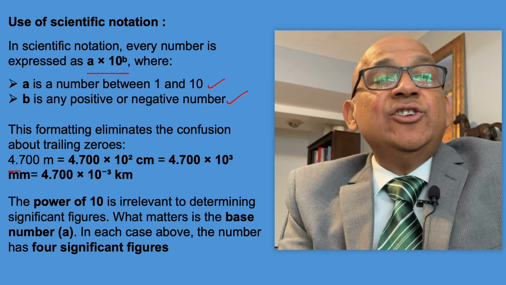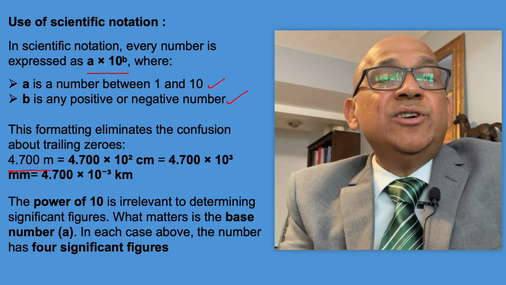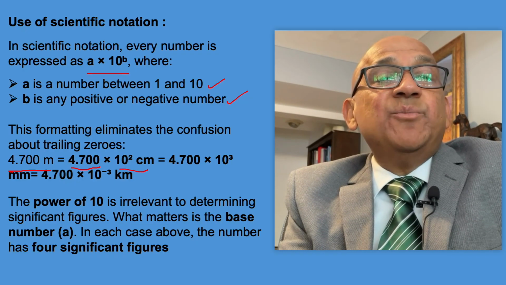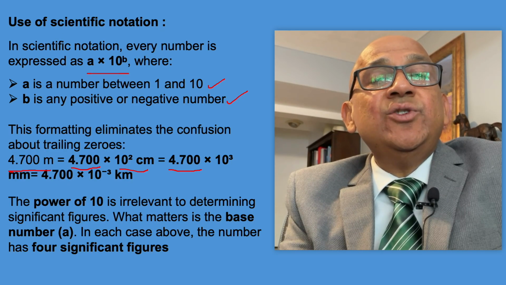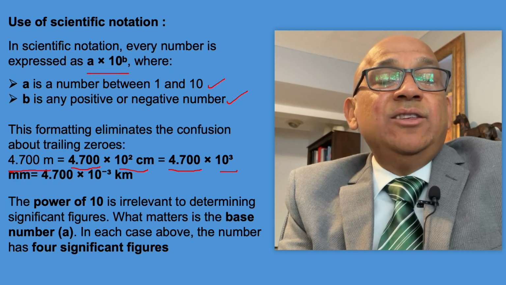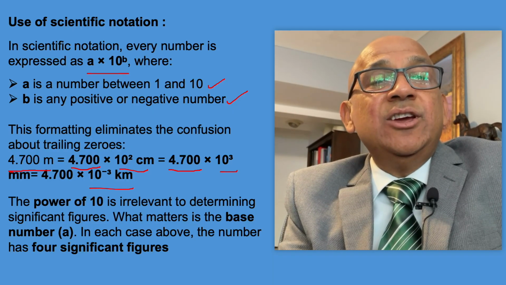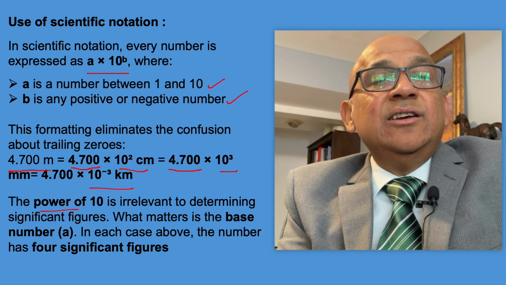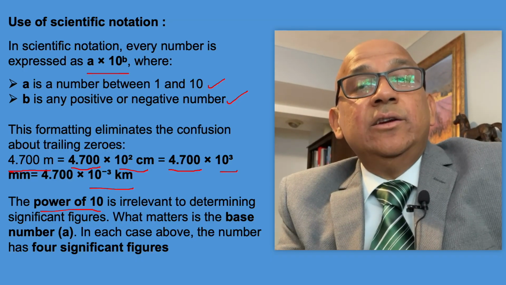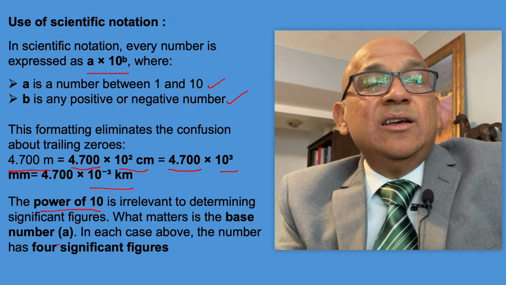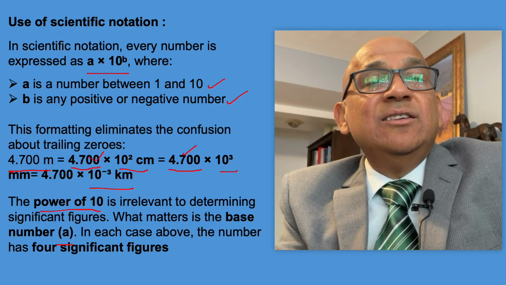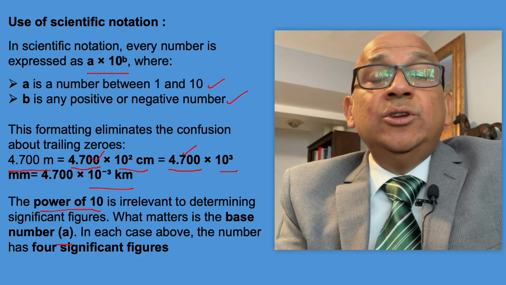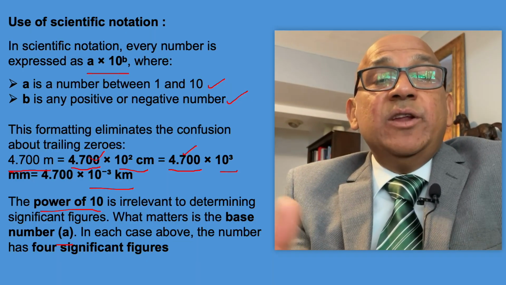For example, 4.700 meters. If I want to convert it to centimeter, I will just write 4.700 times 10 to power 2 centimeter. Similarly, if I have to write it in millimeters, I will just keep 4.700 times 10 to power 3 millimeter. And similarly, you can do in kilometers, 10 to power minus 3. So you see the number of significant figures remains the same. The power of 10 here is irrelevant to determining the significant figures. What matters is the base number a, which all the time has the same number of significant figures. So that is why scientific notation is very widely used. It helps in avoiding ambiguity when we present our results.